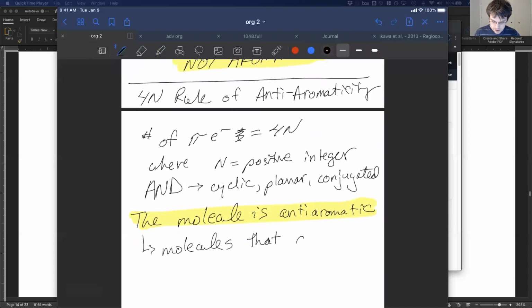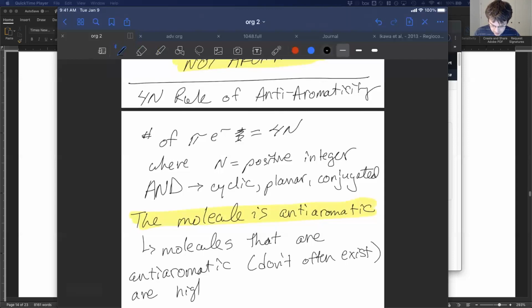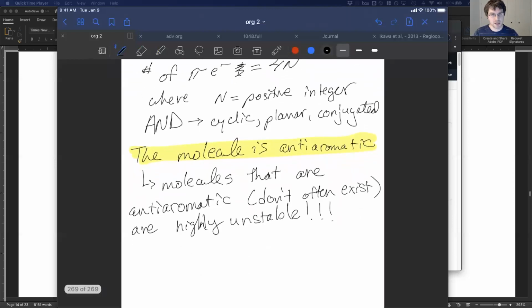Molecules that are anti-aromatic don't often exist. Oops, did I say that? I was defining anti-aromatic as though it was some real thing that people encounter all the time. Instead, I just wrote don't often exist. Let me just leave that in parentheses and write: molecules that are anti-aromatic are highly unstable. Don't often exist. We'll have to get back to that in a second, but let's go back to cyclooctatetraene.